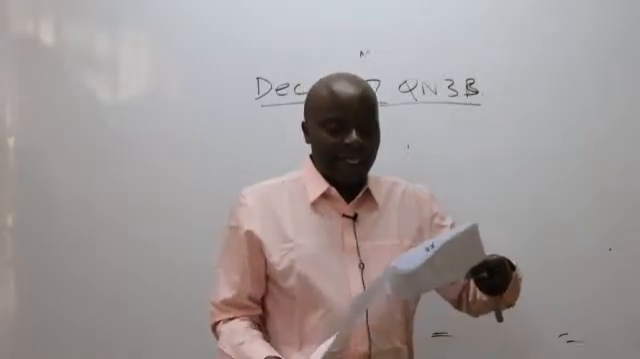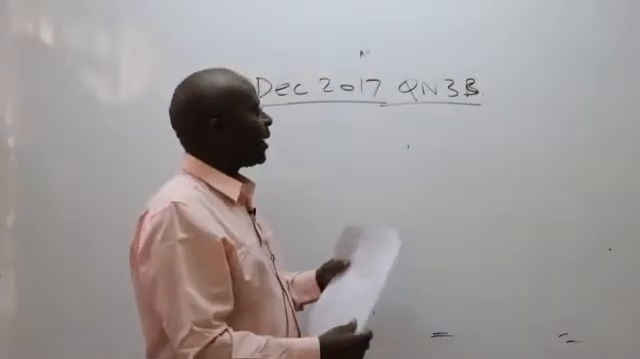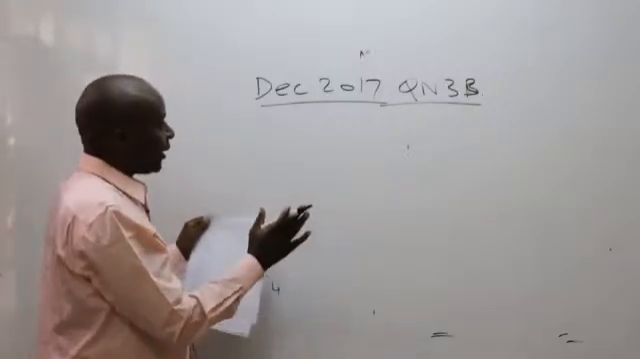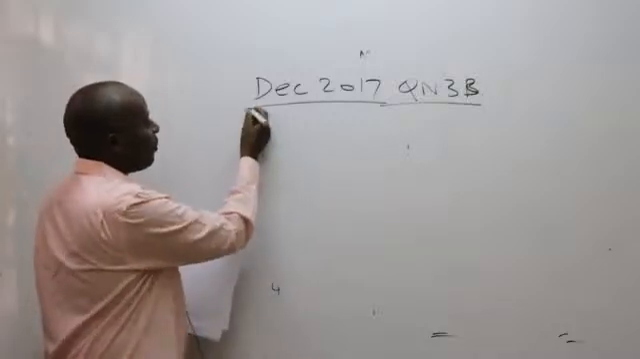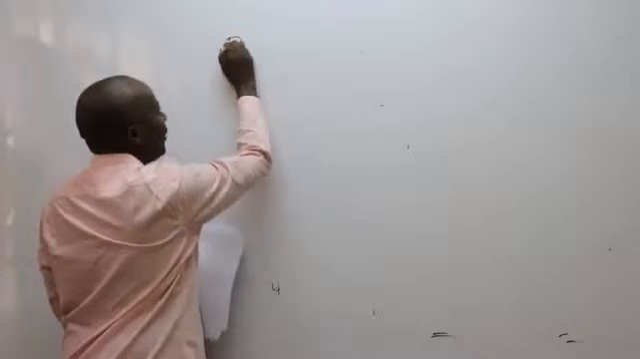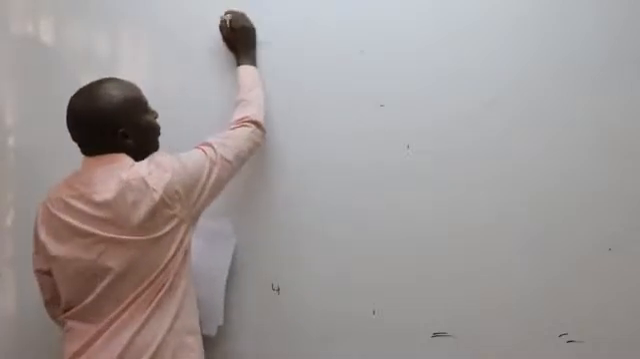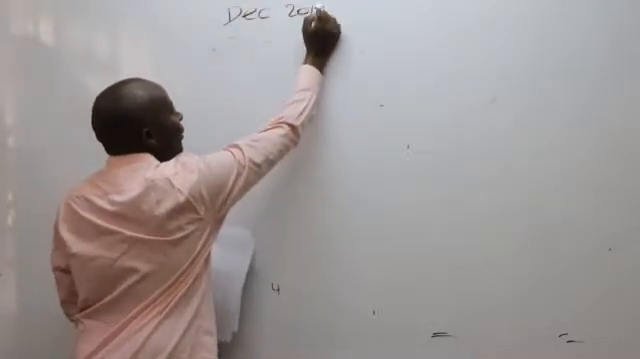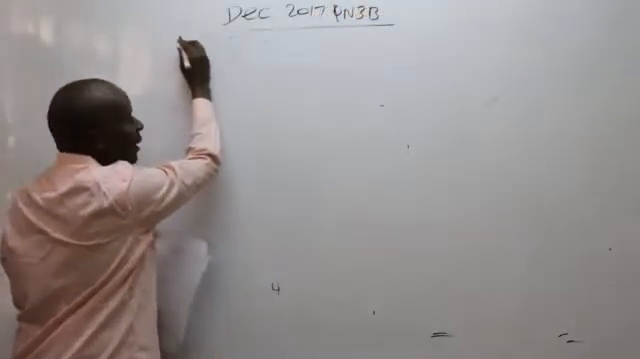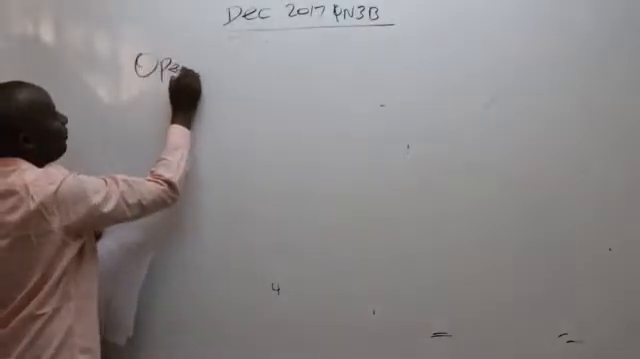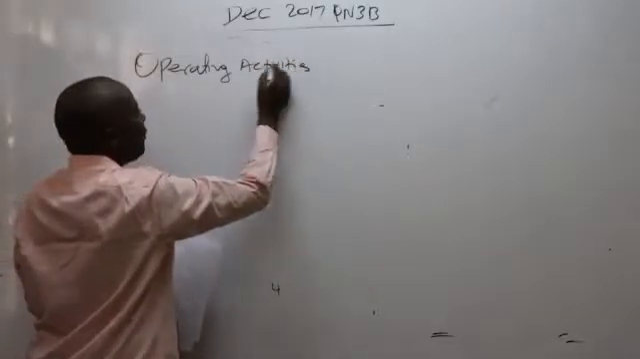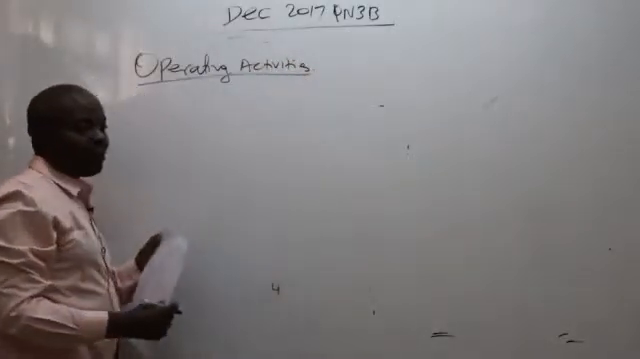Ladies and gentlemen, if it's a group cash flow statement, where do we start? Of course, I know I must start with operating activities. So we have here our operating activities. Which other activities do we have in our group cash flow statement?